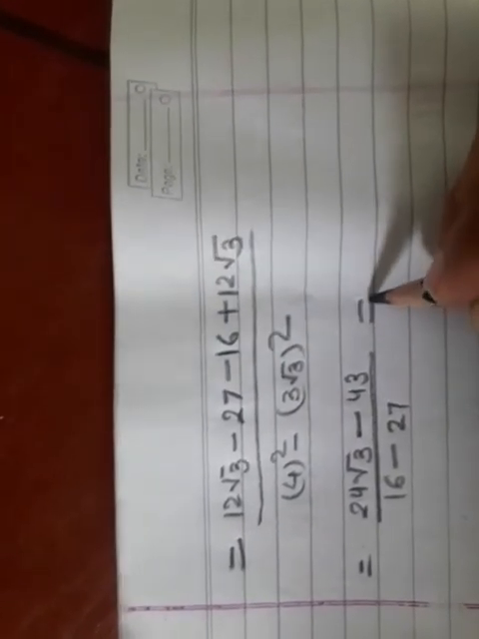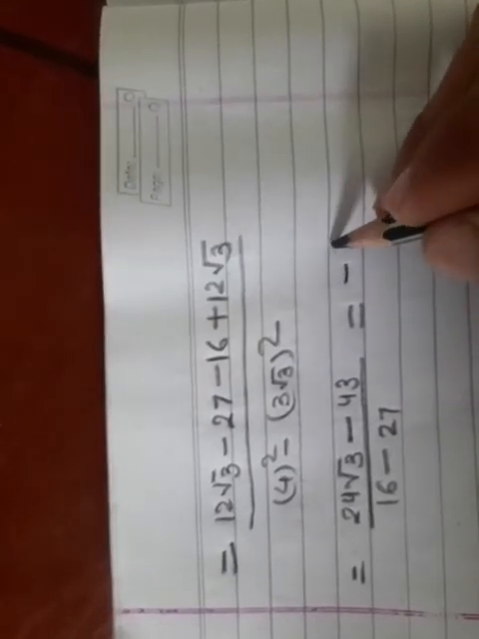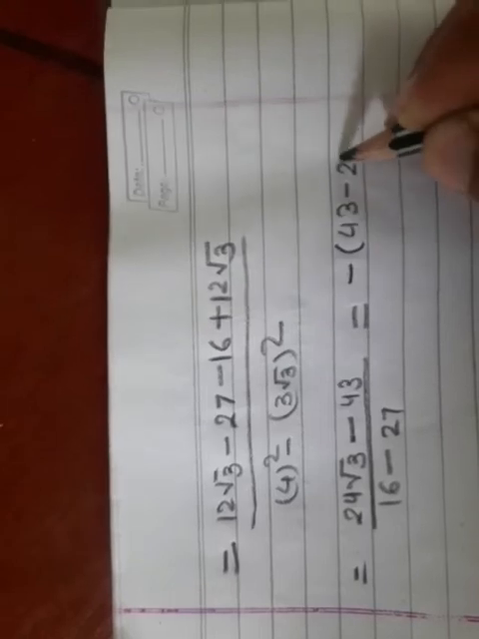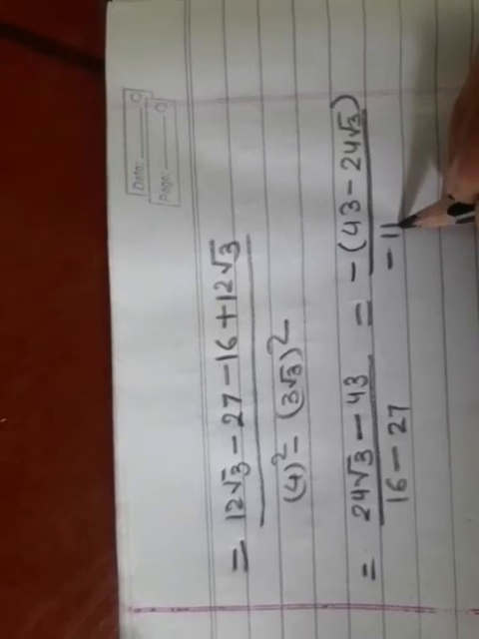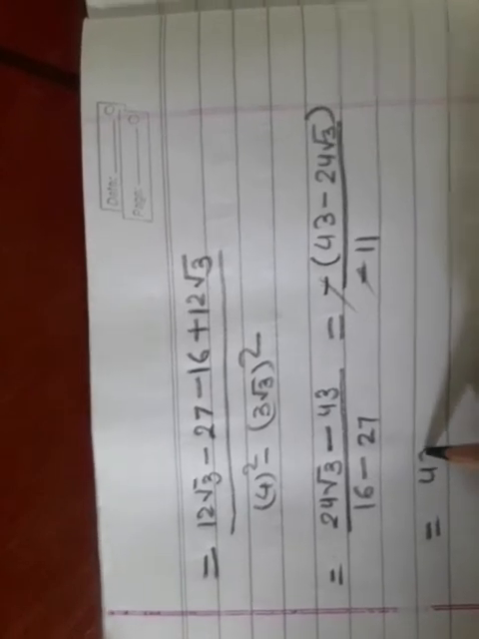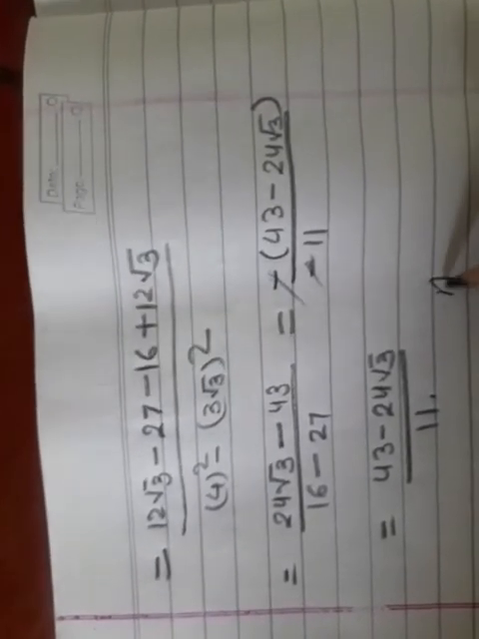Clear? So what we get here: minus 43 minus 24 under root 3 by minus 11. So this portion is cancelled. Minus, what we get here, 43 minus 24 under root 3 by 11. Clear? That's your answer.